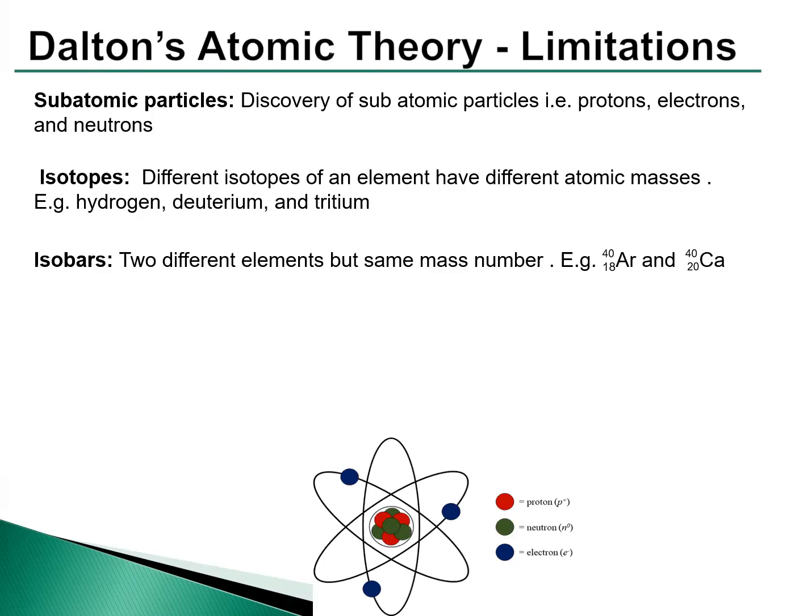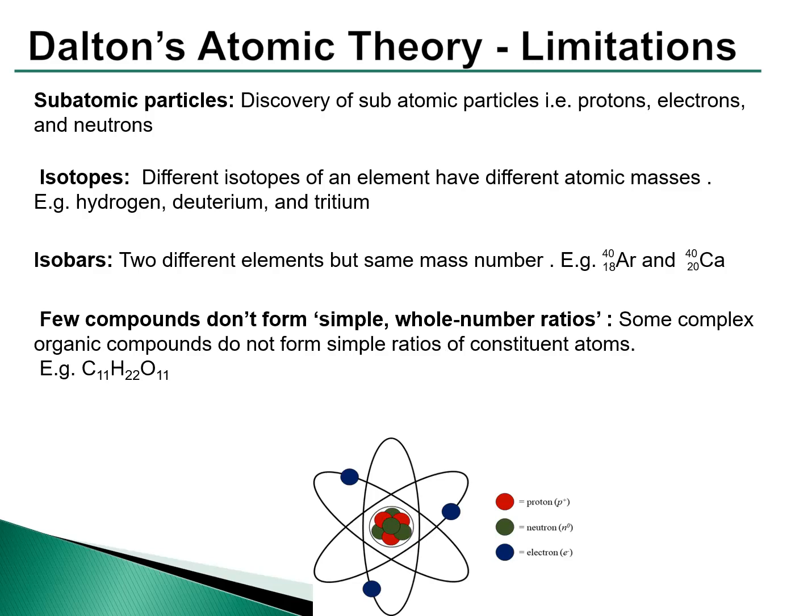Isobars are atoms with the same mass number but different atomic number. Hence, atoms of different elements might have the same mass. For example, argon and calcium, which have the atomic numbers 18 and 20 respectively, both have mass number 40. Several complex compounds, when combining, might not do so in simple whole number ratios, such as in sucrose.